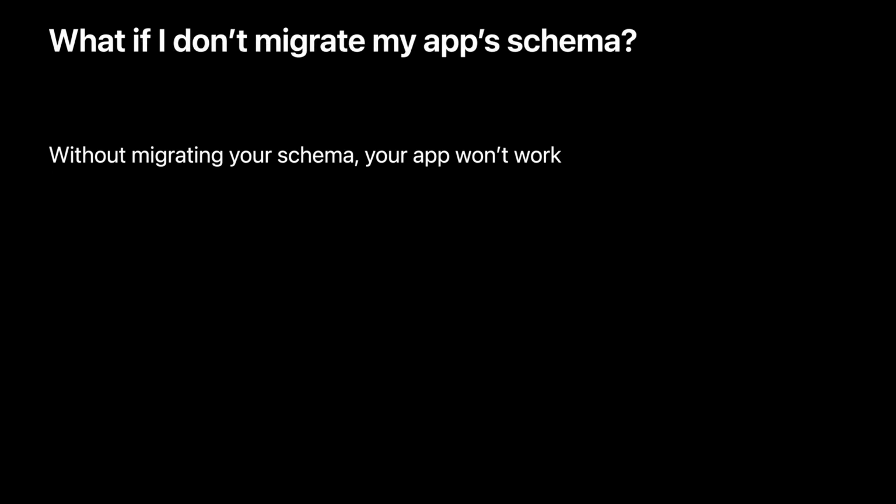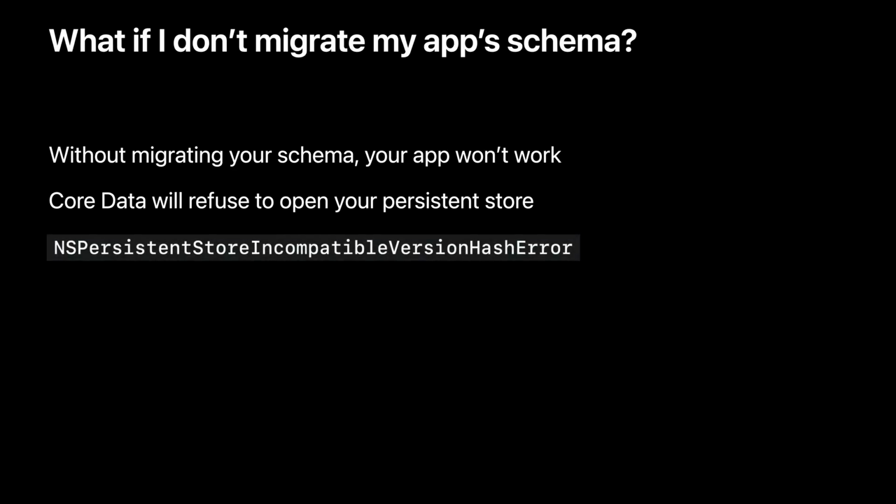Without migrating the changes in the underlying storage, Core Data will refuse to open your persistent store, as the freshly changed model doesn't match the model used for storage. Attempting to open an incompatible store will result in an error with the code NSPersistentStoreIncompatibleVersionHashError. If you receive this error, it should be an indication to you that a migration is required.